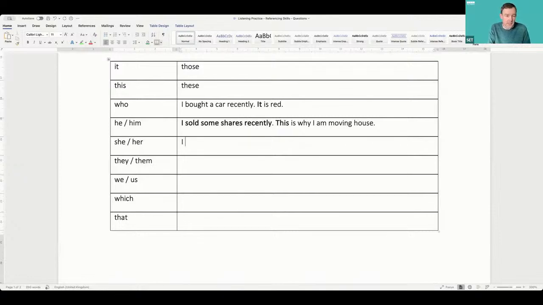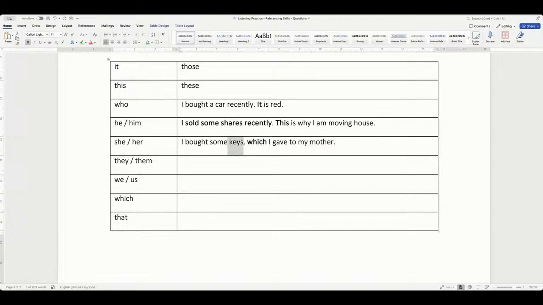All right, or it could be a relative clause. I bought some keys which I gave to my mother. Which must be, anyone? The keys. Referring to the keys. Must be the keys. All the keys.